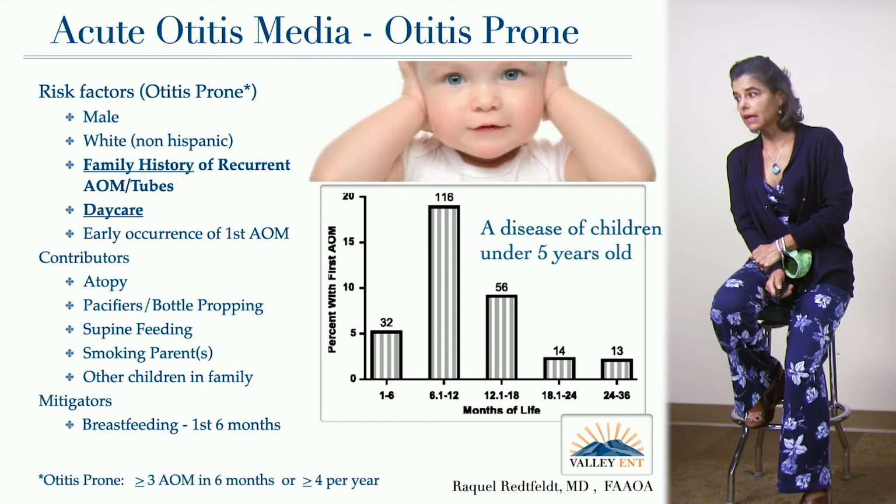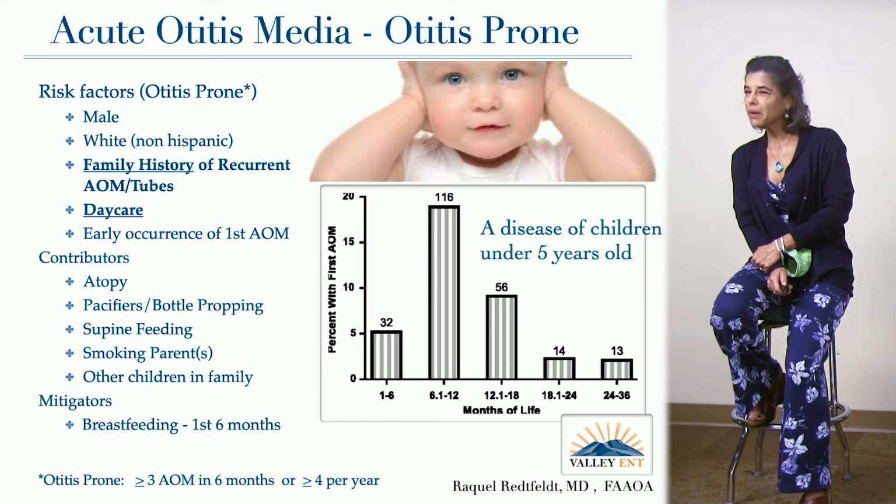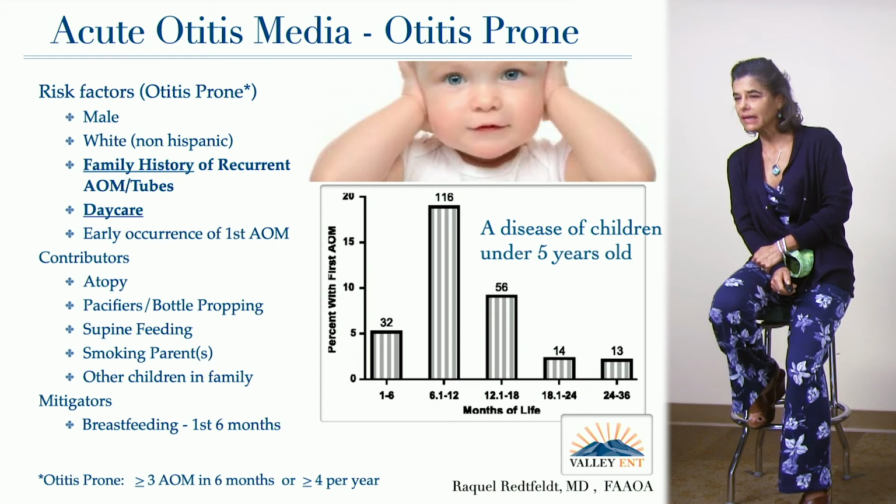Really, any under 5-year-old could become otitis prone, but the risk factors are being male, white male, family history of recurrent acute otitis media or tubes in the family, and daycare exposure. The family history and the daycare are the strongest predictors. And if you get unlucky enough to have your first acute otitis media under 6 months, you are very likely to become otitis prone.